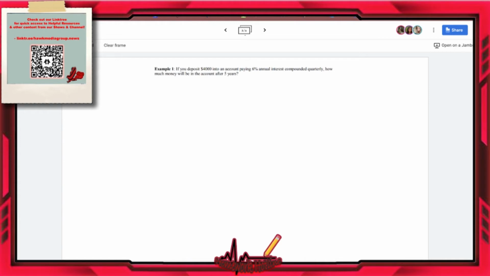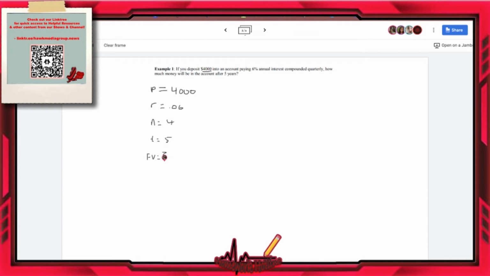So what I like doing first is writing down everything we know. So we'll start with P. We know that's $4,000 because it says that's how much is invested initially. Next, we can look at our rate. It says 6%. So in decimal form, that will be 0.06. Next, we have our N value. That's how many times it's compounded per year. It says compounded quarterly, which means 4 times per year. N is 4. And our T, it says it's after 5 years. So our T is 5. And the future value is what we're looking for.